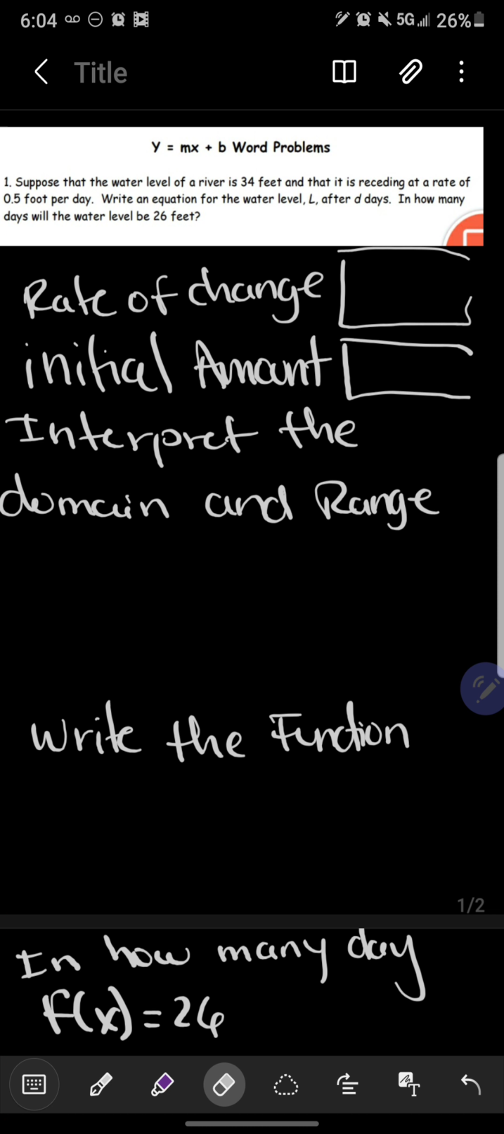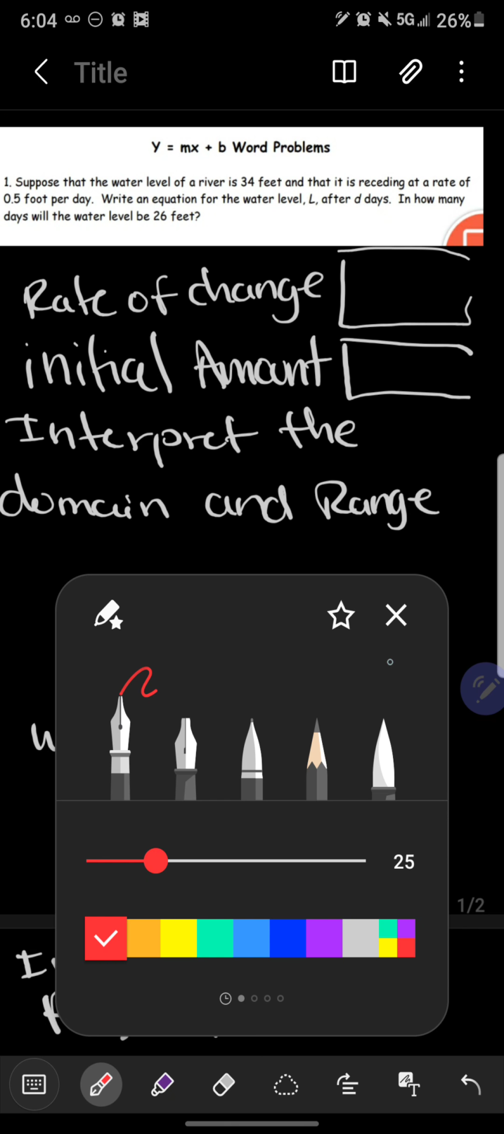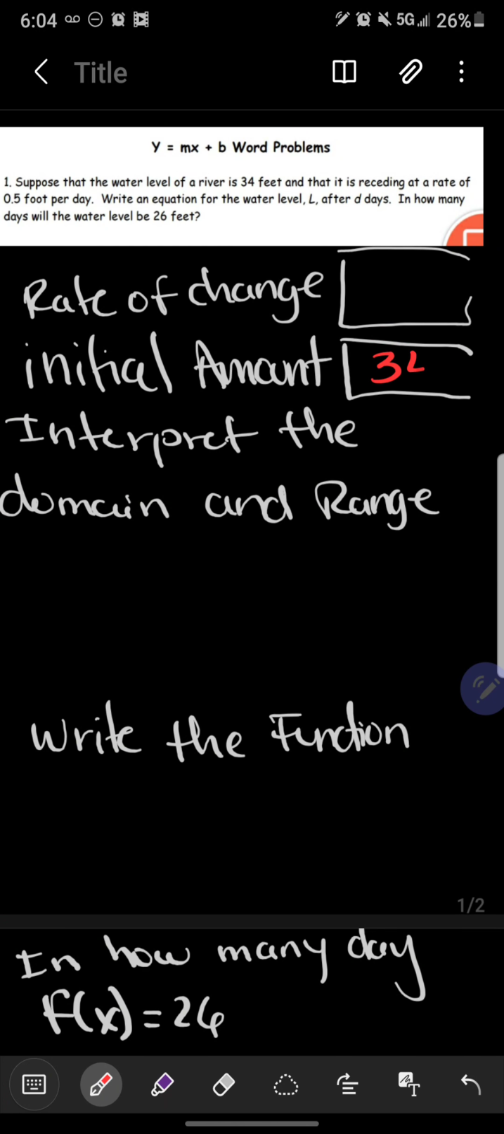Okay, so first of all, let's find out which is the initial amount and which is the rate. Now, they're telling you that the water level is already 34. So that means that's your initial level. That's your initial amount, and that's what I'm going to write in my initial box. So here I go. This is 34.